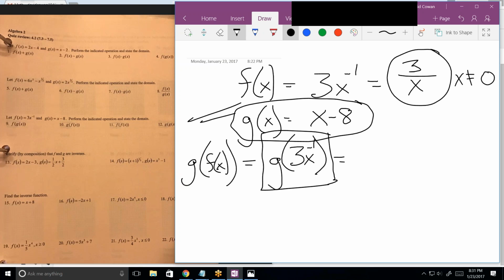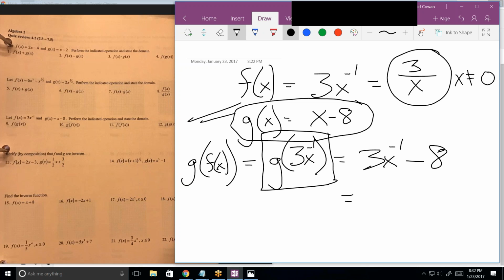Okay? So, I've encountered an x. What do I plug in? 3x to the minus 1. Okay, 3x to the minus 1, and I still have minus 8. So that's the answer. It's just not simplified. Simplify it for me? Well, it's got a negative exponent. They don't like negative exponents. So it'd be 1 over 3x to the first, minus 8.